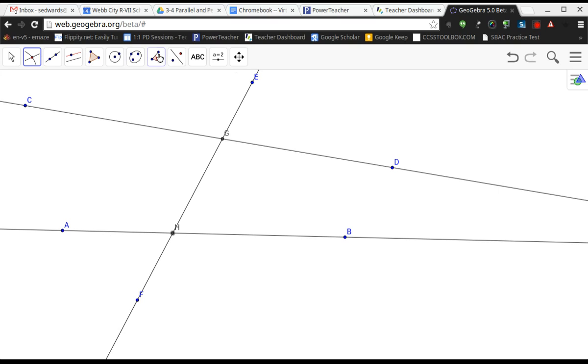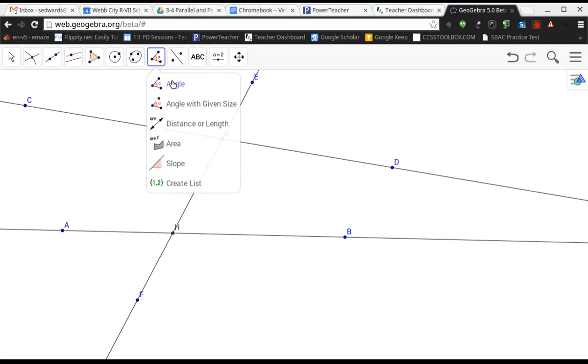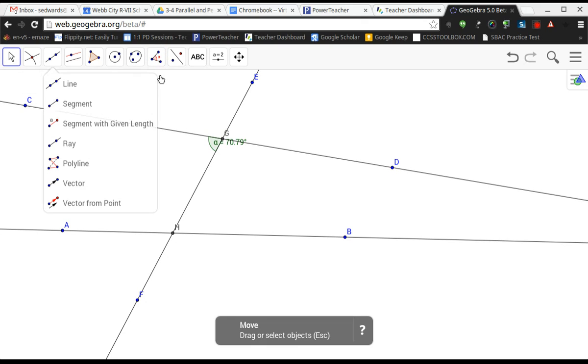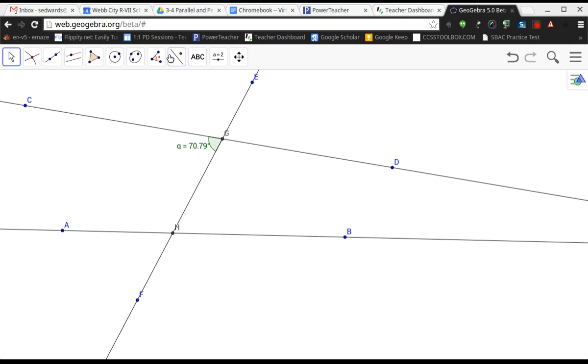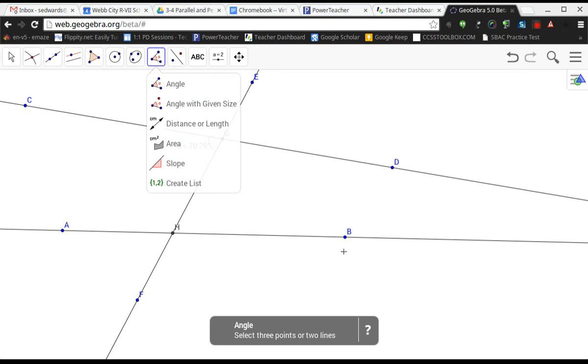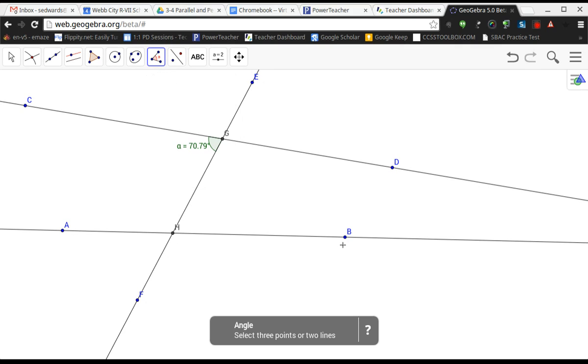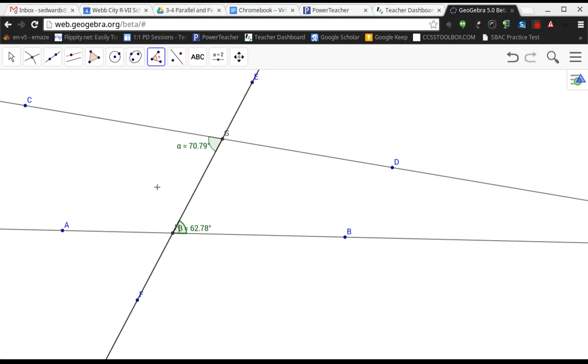Okay, now I'm going to measure those angle measures. And I think they said alternate interior angles, so oops, wrong one. And I'm going to move that over just a smidge. And then I'm going to do the other one. Okay.